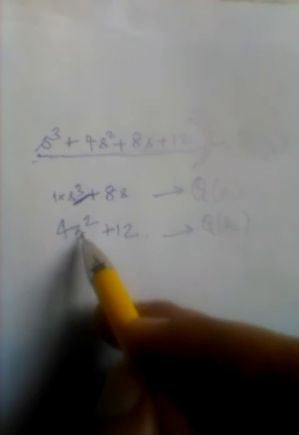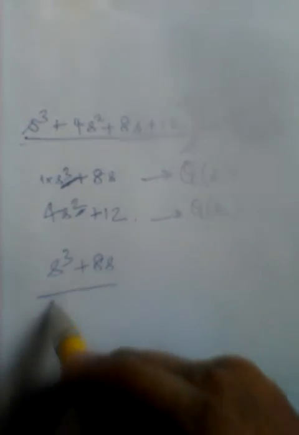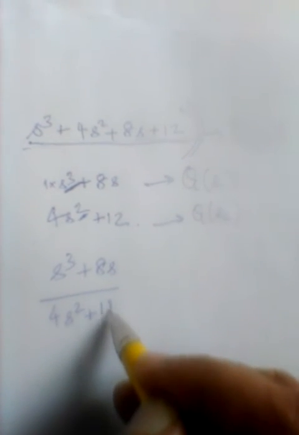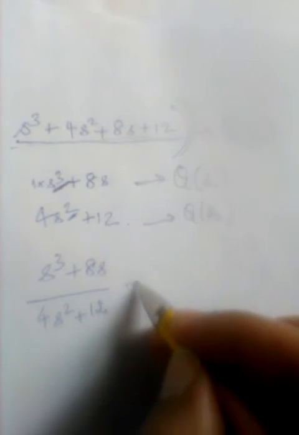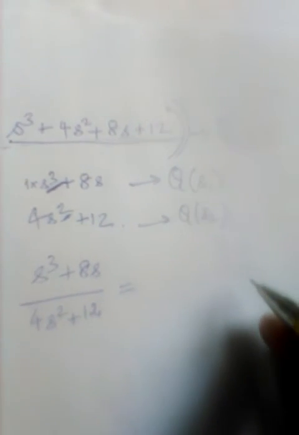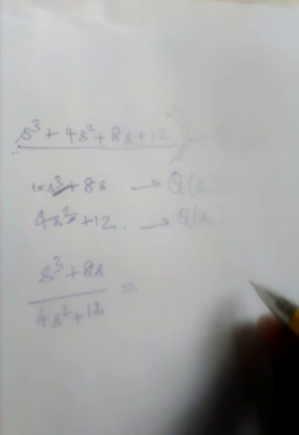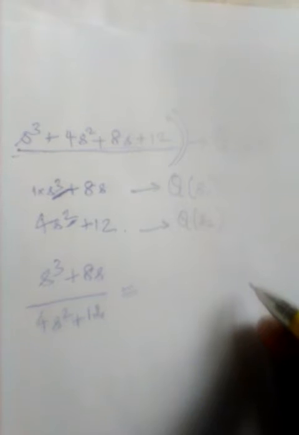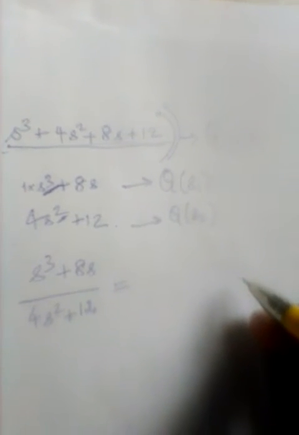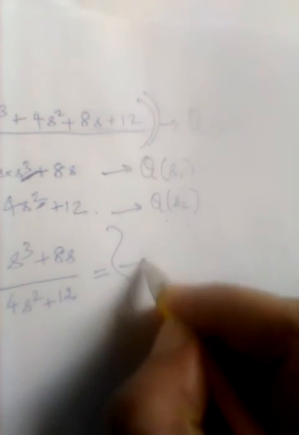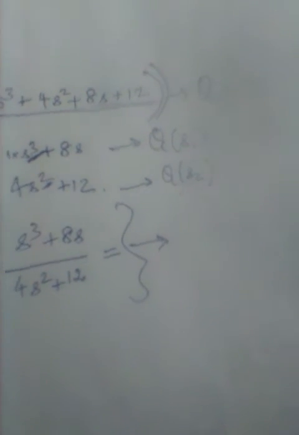I can't divide the second polynomial by the first polynomial, because if the degree is lower, I can't do that. So I have s cube plus 8s divided by 4s square plus 12. Now this cannot be easily done. It has got some resolution in doing so. How is the solution being done? For solving this particular fraction, this is called the fraction method, or polynomial fraction.